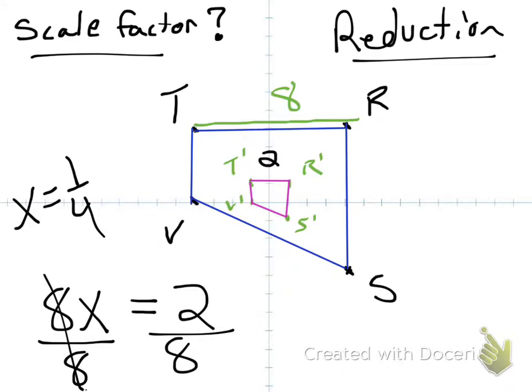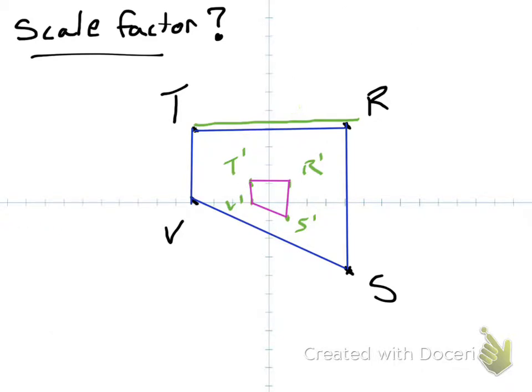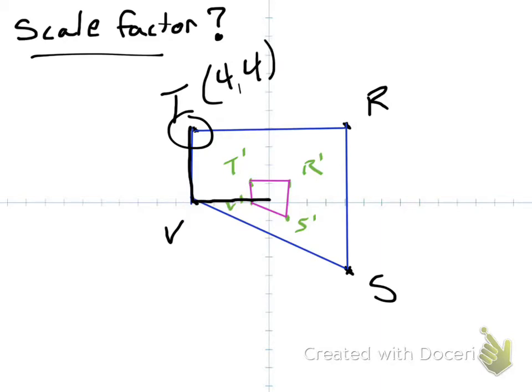I'm done. Now let's do it a different way. Let's say I didn't want to do the sides. Let's say we had a crazy shape where the sides weren't easy to count. Well, we look at the points. Let's look at T. T is 1, 2, 3, 4, and up 1, 2, 3, 4. T's point is 4, 4. Now let's look at T prime. T prime's point is 1, and up 1. 1 comma 1.